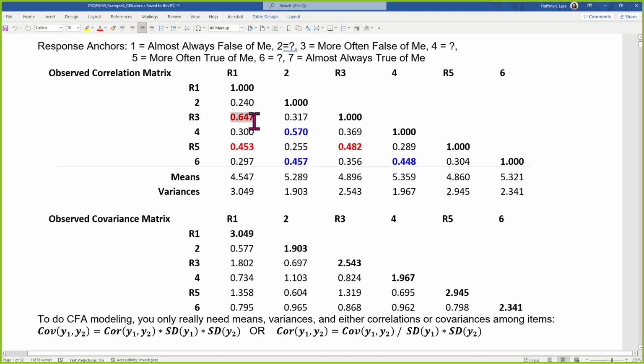The red correlations are among the positively worded items that measure forgiveness, and the blue correlations are among the negatively worded ones. And the ones that aren't colored are across the two. So just staring at this matrix, I will tell you, it looks like this is two factors. And it is going to be two factors.